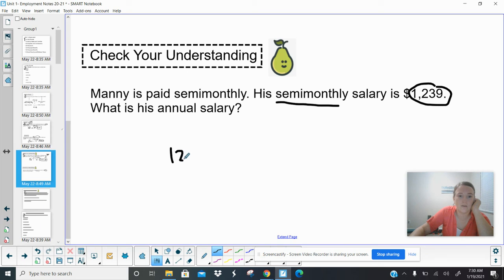$12.39 is semi-monthly. Sorry, as always, for my dog chewing on the ball.